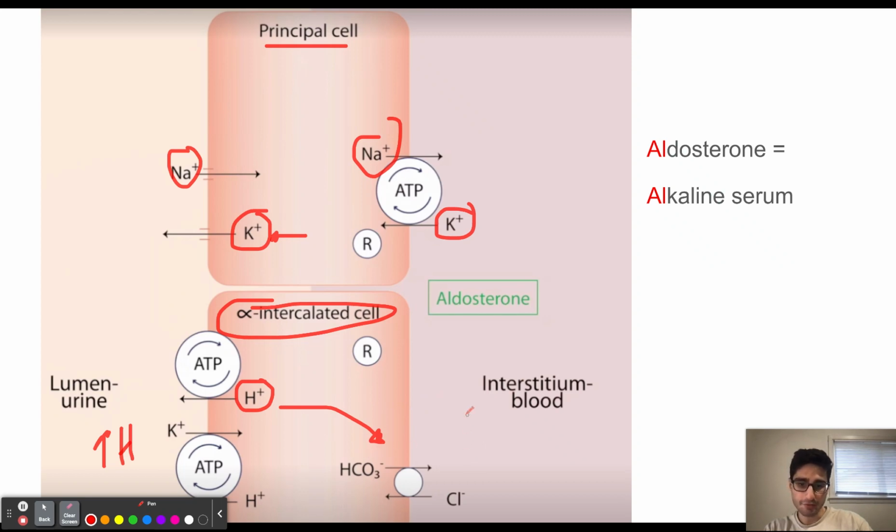And in return, we're going to be alkalinizing the body as we reabsorb more bicarb. So remember that aldosterone is going to alkalinize the body, and this is a mnemonic that you can use because aldosterone and alkaline both start with Al.